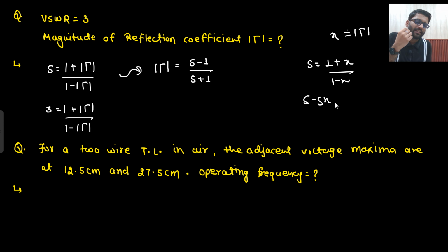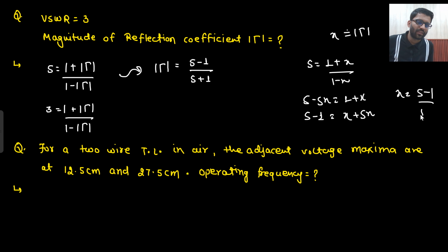Then S minus Sx is equal to 1 plus X. What I need to do is show X in terms of S. So this Sx I can take to this side. So S minus 1 is equal to X plus Sx. So what you are getting, X is equal to S minus 1 upon S plus 1. So what is X? Mode of gamma. So mode of gamma is equal to S minus 1 upon S plus 1.